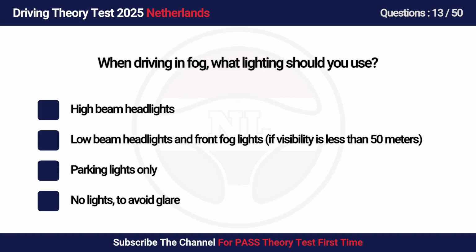Question 13. When driving in fog, what lighting should you use? A. High beam headlights. B. Low beam headlights and front fog lights if visibility is less than 50 meters. C. Parking lights only. D. No lights to avoid glare.